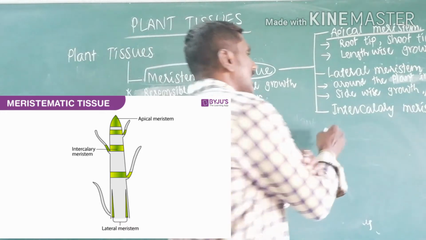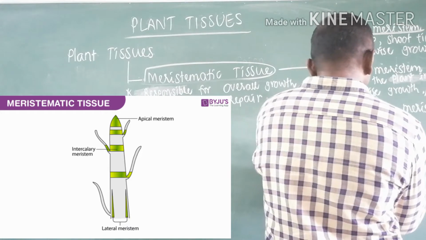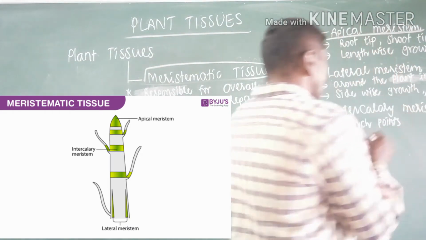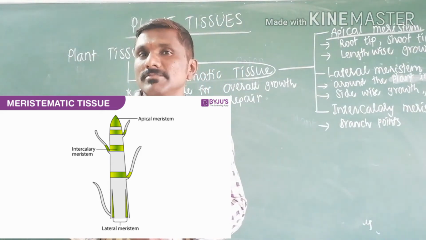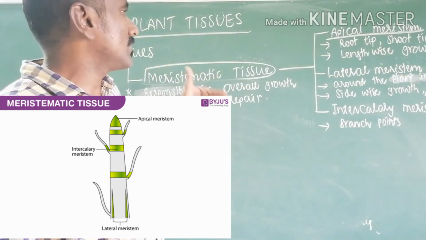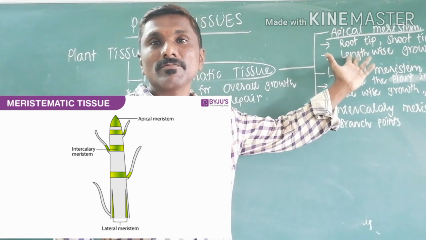And next one, intercalary meristem. This is present at the branch points from where the new leaves and new flowers will arise. So this is about the meristematic tissue, which is divided into the apical meristem.